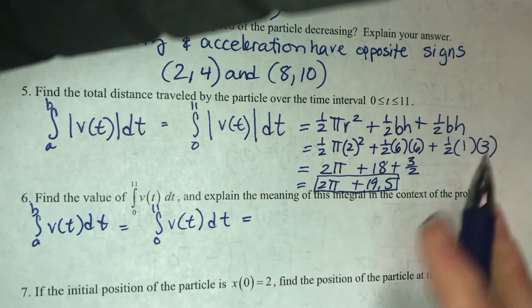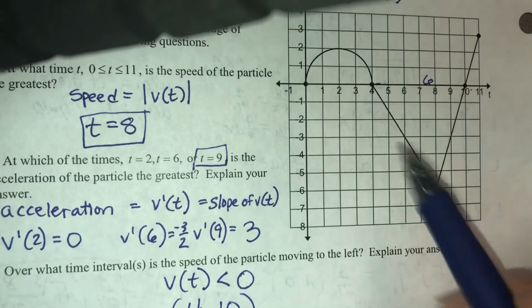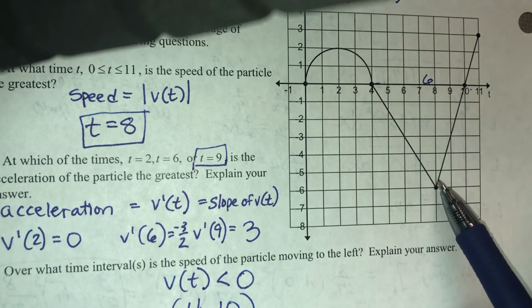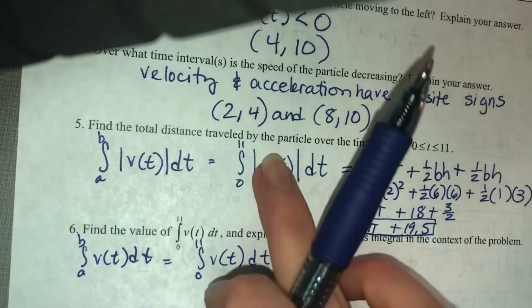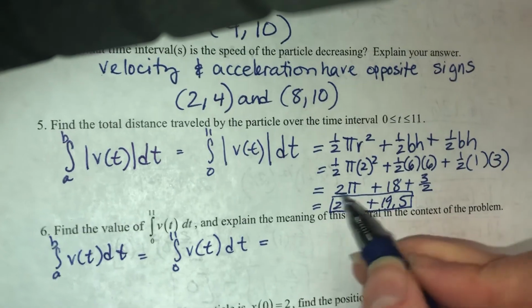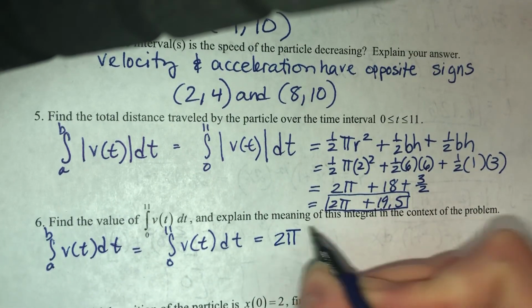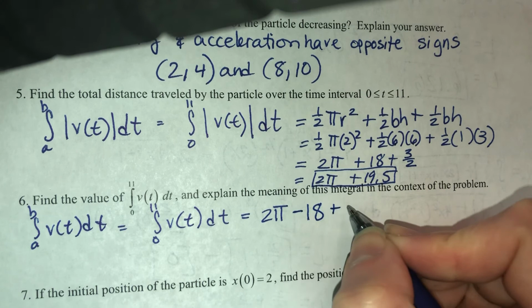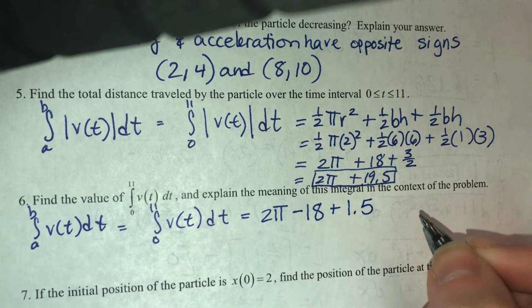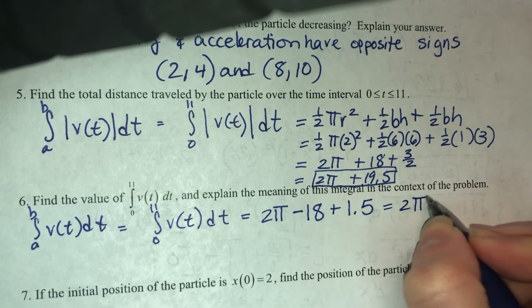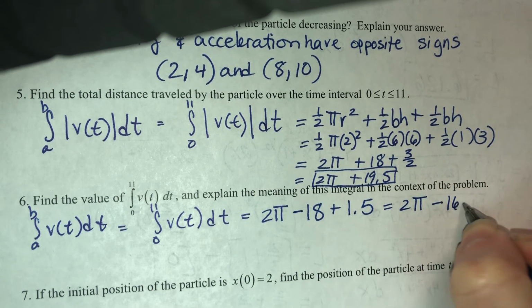So notice these areas, we've already integrated this. The only difference is this is a positive area, this is a positive area, and now this is going to be a negative area. Because all we've done is remove the absolute value bars. So now positive's positive, negative's negative. So this area of 2 pi is still positive, but the area of the big triangle, the 18 area, is now a negative. And then the 1.5 is still positive. So that means it's going to be 2 pi minus 16.5.